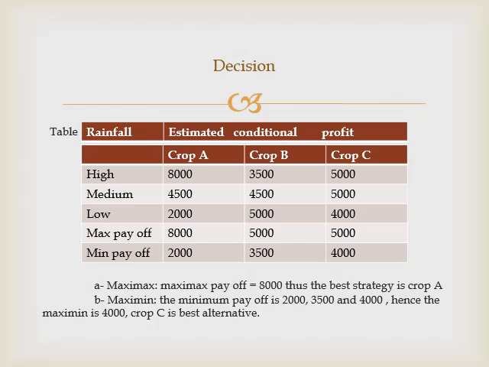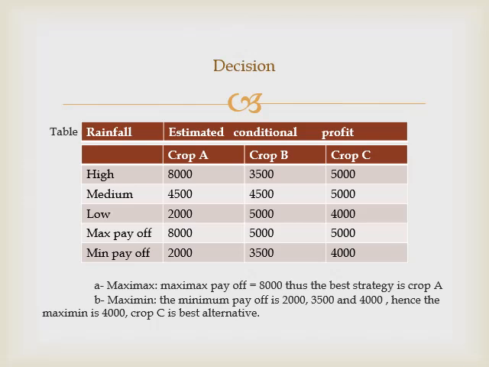Maximax payoff is 8,000. Then the best strategy is to choose group A, compared with group B, 5,000 only, and group C, 5,000 only.